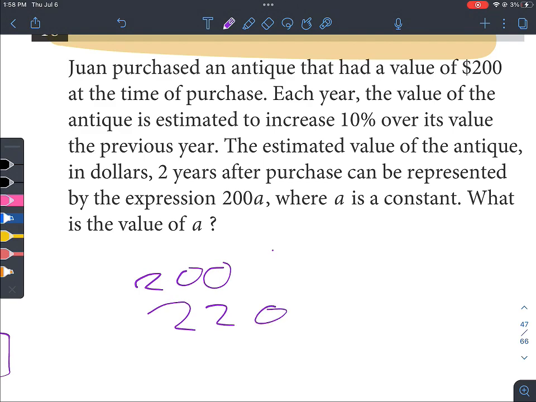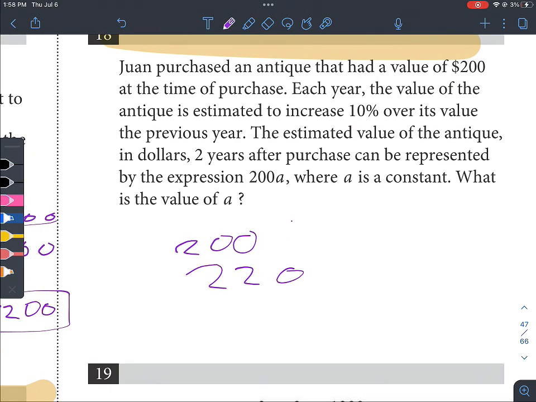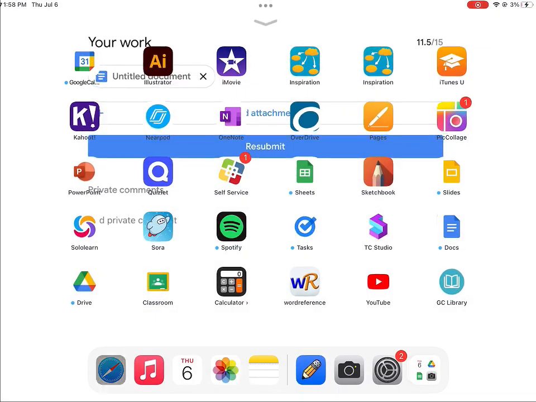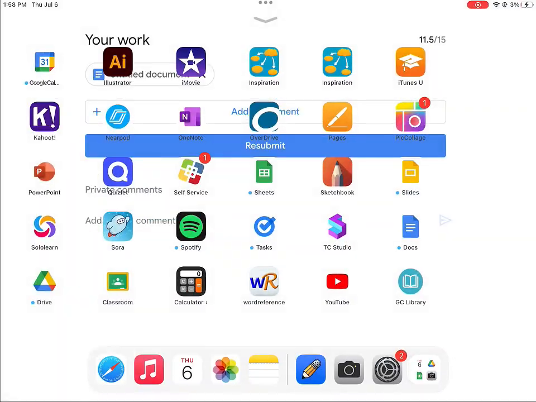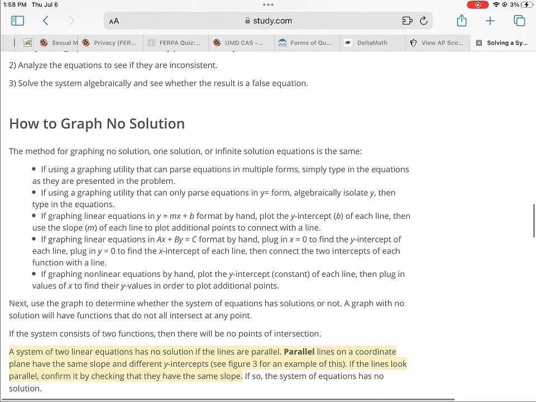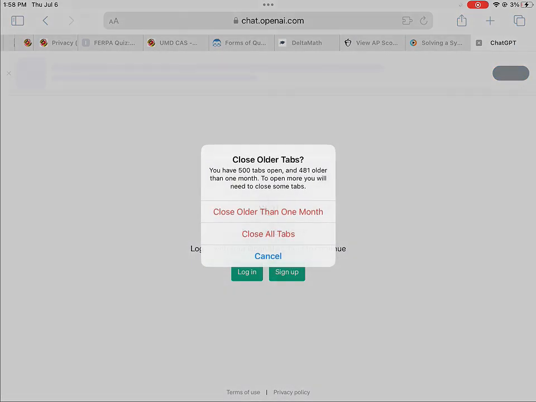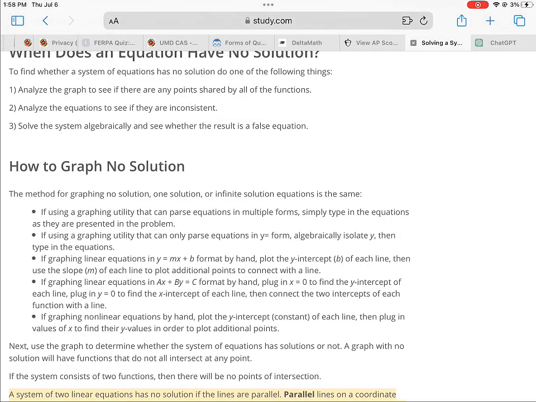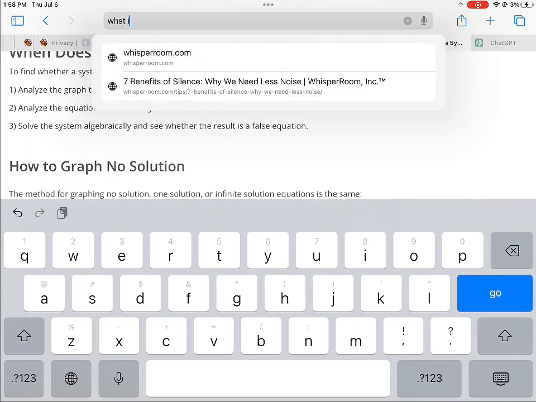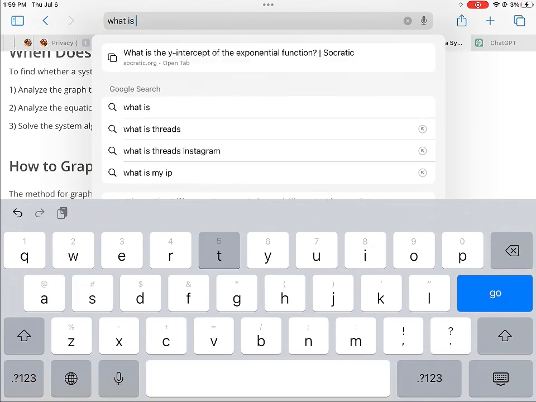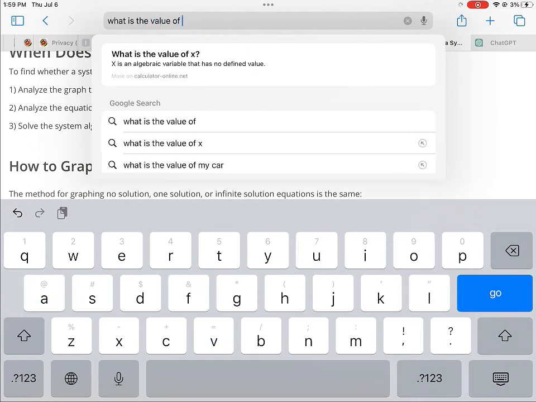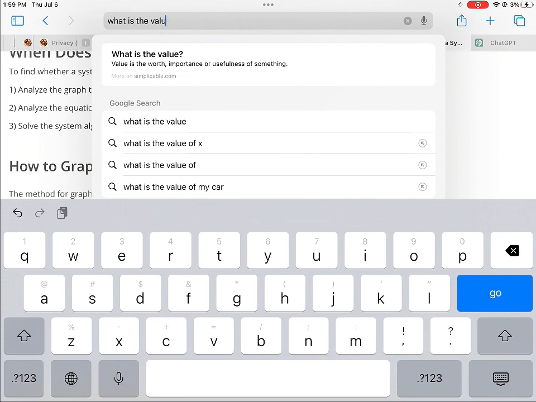But then even saying that, what is just B? A is a constant. What's the value of A? I want to say like A equals 1.1 or something, but I'm not sure. Let's look up the definition of a constant. What is the value of a constant? Wait, but that's not my question. What is a constant?